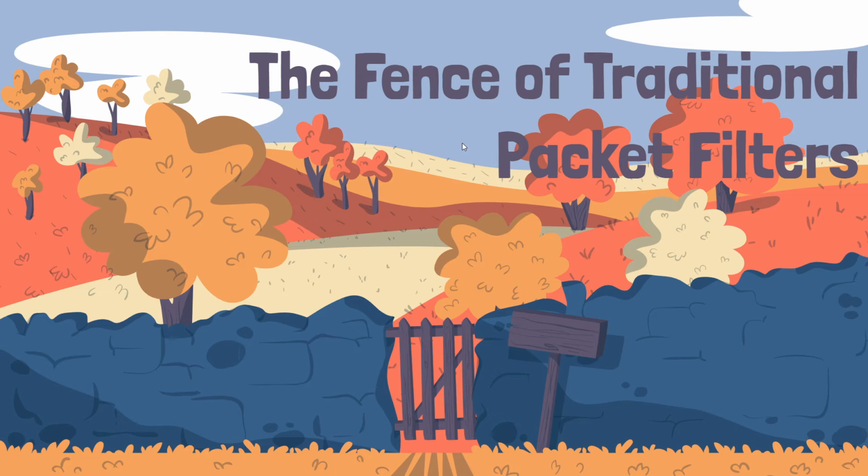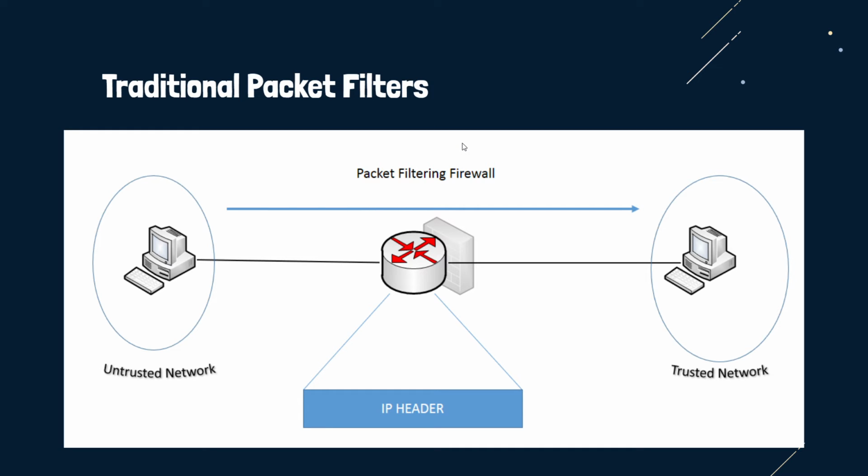The fence of traditional packet filters acts like a gate or a router, and only those are allowed to pass who follow a certain set of rules. Just like the village, an internal network is connected to the internet via a router firewall. Only those packets are allowed to pass that follow a particular set of rules. The rules are generally based on source IP and destination IP addresses. The rules can specify many other things, such as protocol type, etc.